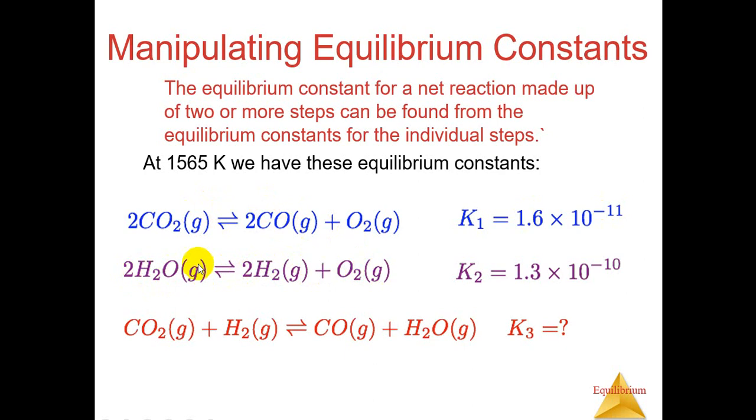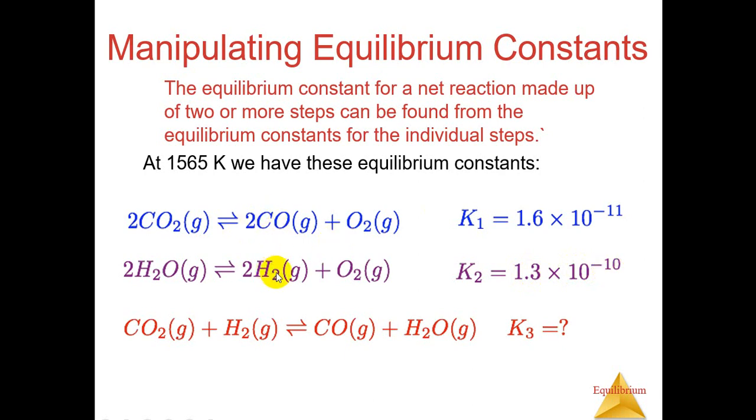Please, these ones are unbalanced, so don't worry yourself balancing them. So we have equilibrium constant K2 giving us an estimated figure of 1.3 times 10 to the power minus 10.